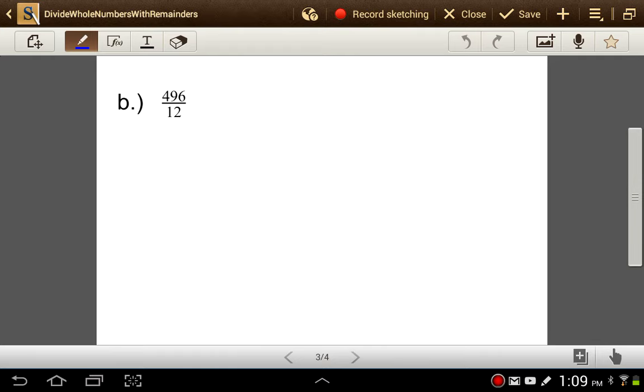Okay, 496 divided by 12. Remember that fraction bar stands for division. So I'm going to do 496 divided by 12. Okay, 12 goes into 49 4 times. 4 times 12 is 48.